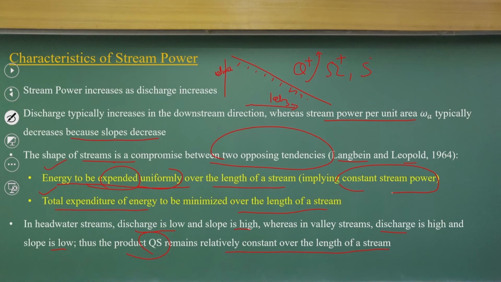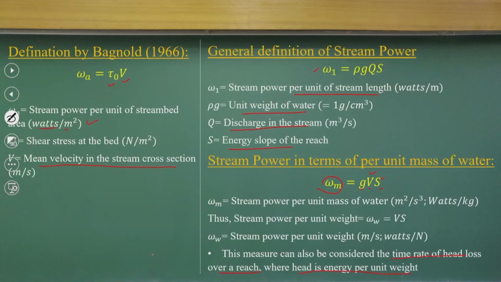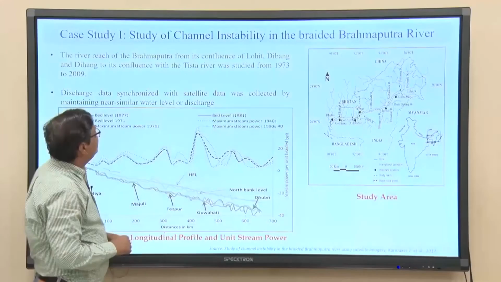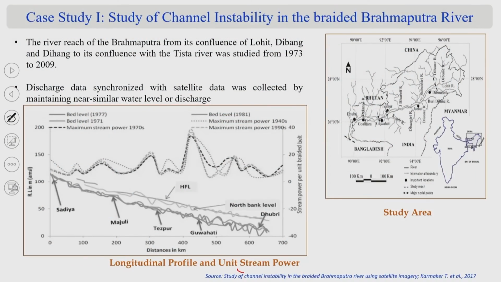So, the river tries to make the product of Q and S, which is the stream power, remain relatively constant over the length of the stream. That is, the river tries to adjust toward that. That is the basic concept of the river. We derived it for these studies, which is available in this paper.